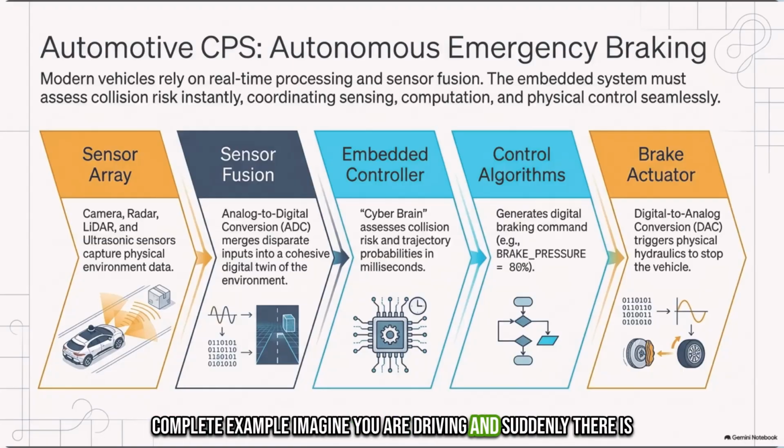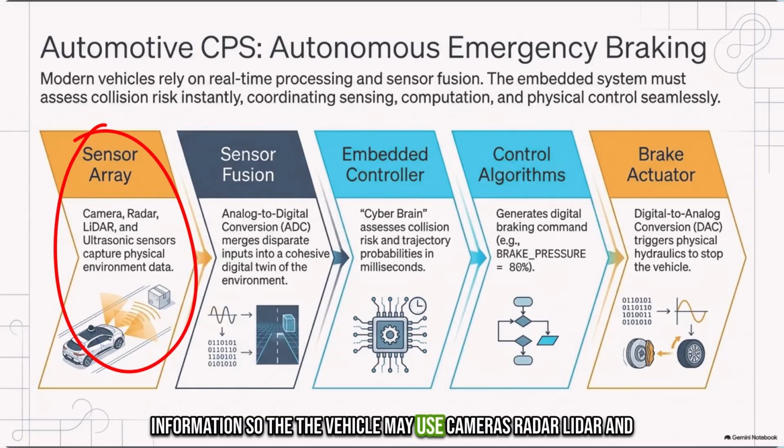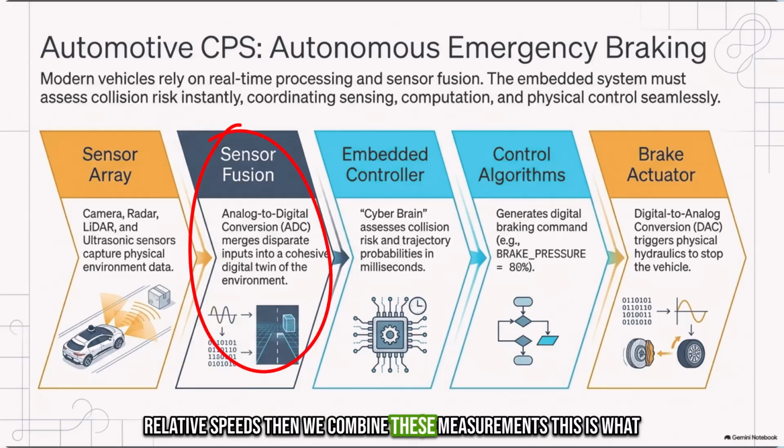Now let's look at one complete example. Imagine you are driving and suddenly there is an obstacle in front of the car. The first thing we need is information. So the vehicle may use cameras, radar, LiDAR, and ultrasonic sensors. Different sensors give us different types of information. For example, the camera may help identify an object, while radar may be better at estimating the distance and the relative speeds.